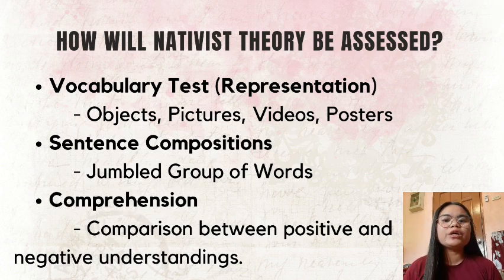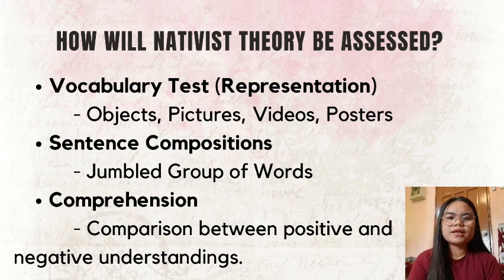For example, we can show an image of a tree and ask students to select the correct vocabulary word that represents it. Next is the sentence composition. It tests the ability of students to construct meaningful sentences. Following the nativist perspective that language development is an inherent ability, we can provide learners with a jumbled group of words and have them organize these words into a grammatically correct and meaningful sentence. For example, we can provide the words cat, the, on, sits, and mat. So the correct sentence composition would be: the cat sits on the mat.